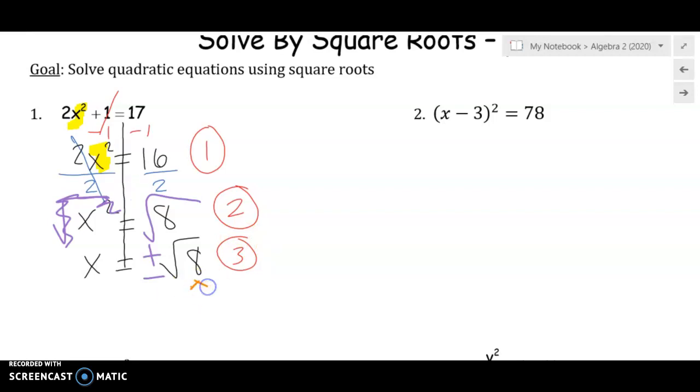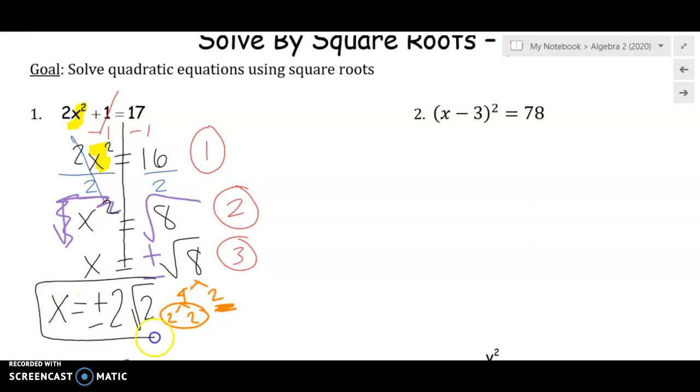So see if you can do your factor tree and break down the 8. 8 breaks down into 4 times 2. 4 breaks down into 2 times 2. I have a match and I have a leftover. So how I write this is x equals plus or minus. The match comes to the outside. The leftover stays underneath. So x equals plus or minus, positive version and a negative version, 2 root 2.